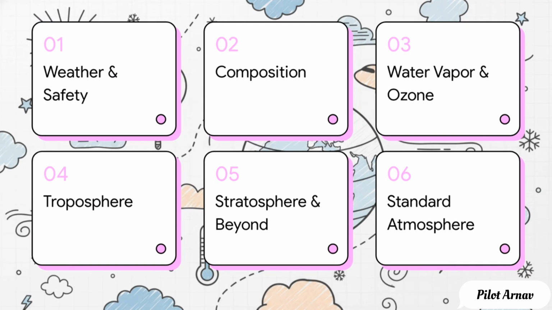Here is our flight plan for today. We'll start with weather and safety, then move into the composition of the atmosphere, followed by water vapor and ozone. After that, we'll break down the thermal layers, starting with the troposphere, continue our climb from the stratosphere up to the exosphere, and we'll wrap the whole thing up with the International Standard Atmosphere.